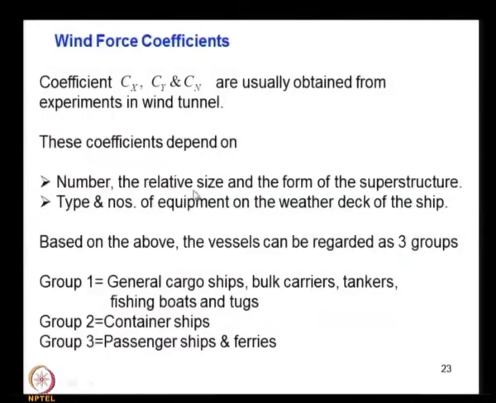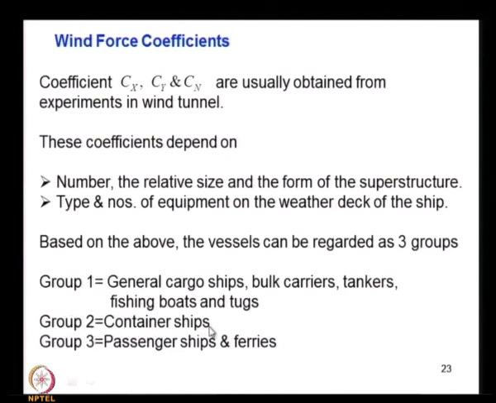Based on all these categories, generally the vessels are classified, with reference to wind force, into 3 groups: group 1, group 2 and group 3. Group 1 is general cargo ships, bulk carriers, tankers, fishing boats and tugs. Generally their freeboard is less and the above water portion is also less. So, these all come under the category of group 1.